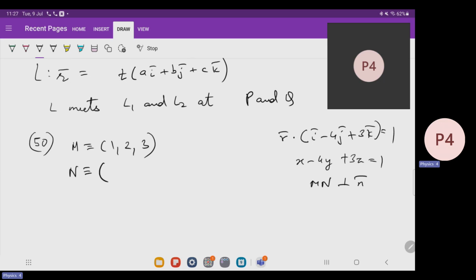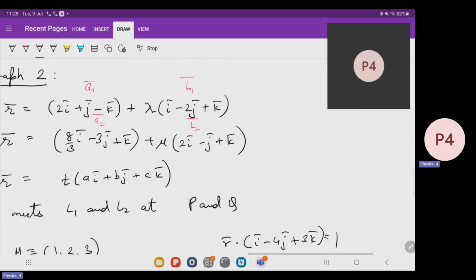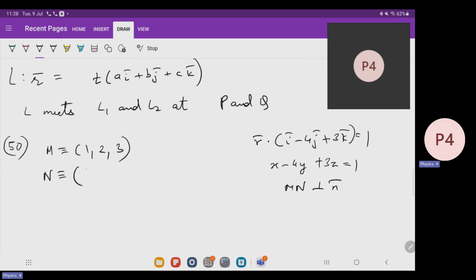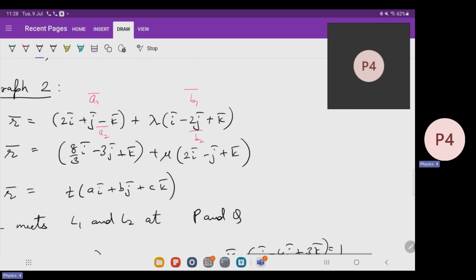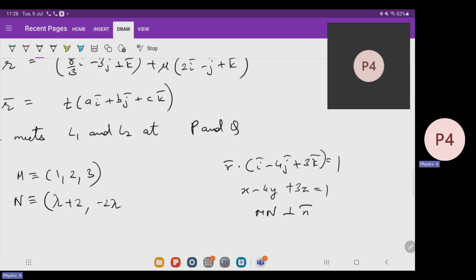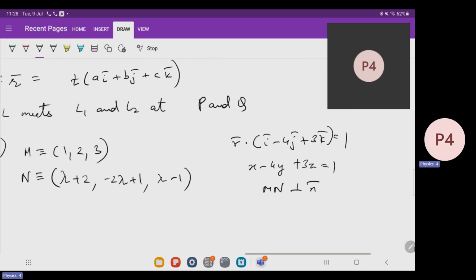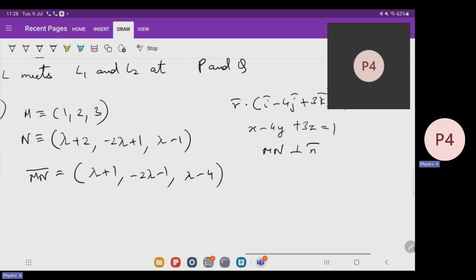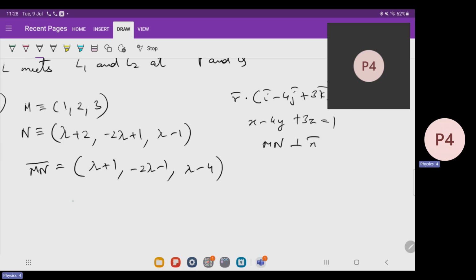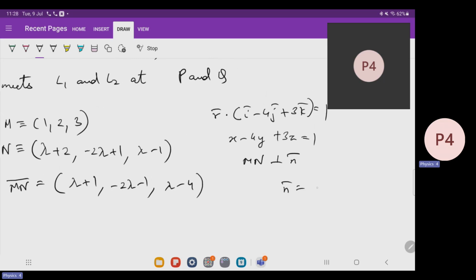N is a point on L1. So what would be any point on L1 look like? It would be (lambda plus 2, minus 2 lambda plus 1, lambda minus 1). So what would be MN bar? N bar minus M, that would be (lambda plus 1, minus 2 lambda minus 1, lambda minus 4). So these are the components of MN bar. So MN is perpendicular to n bar. What is n bar? This is n bar: i bar minus 4j bar plus 3k bar.